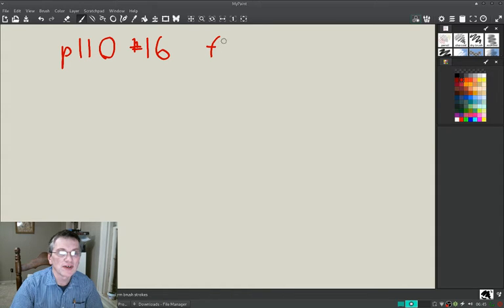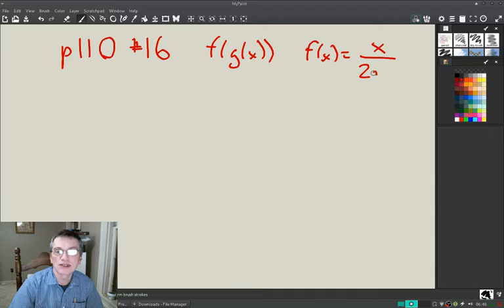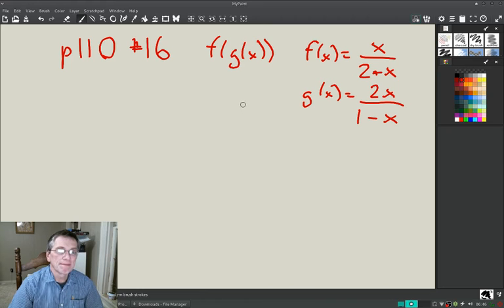This asks you to find, we're just doing part of this problem, f of g of x, and then g of x. We're just doing this part, where f of x equals x over 2 plus x, and g of x equals 2x over 1 minus x. So we want to compose these functions. Most people set this up right, which is a huge part of the battle.